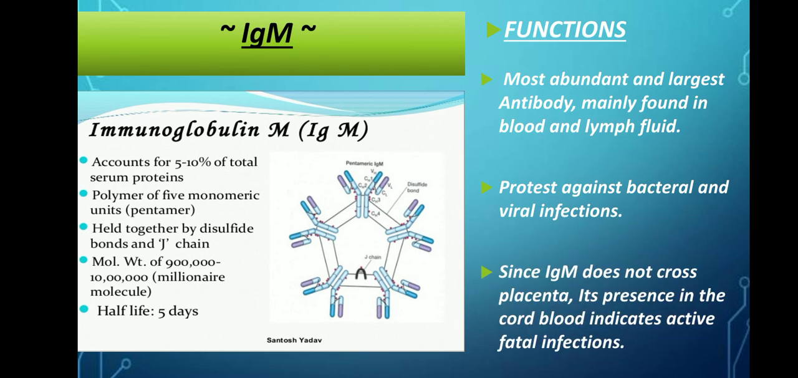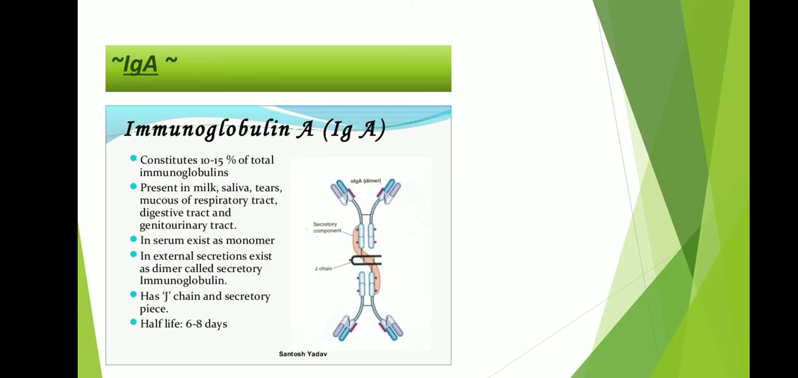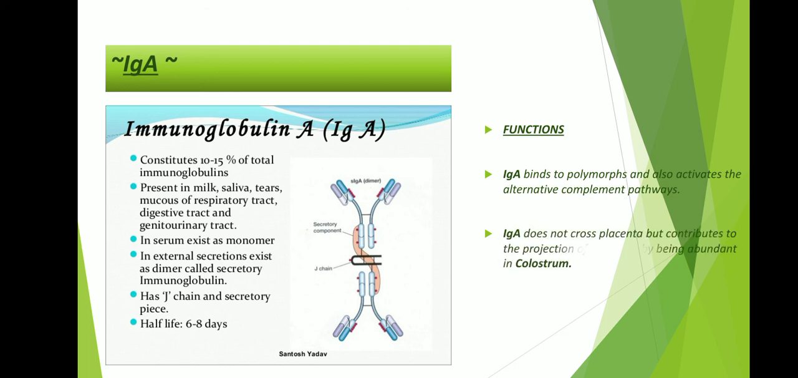Next, coming to the third antibody, that is IgA antibody, normally present in saliva, tears and mucus of the respiratory tract. It's a monomer. It has J chains and a secretory piece. It contributes to the protection of newborns from infections and neutralizes toxins.